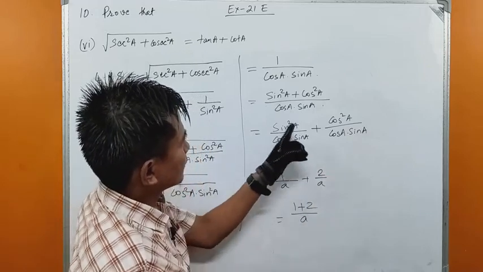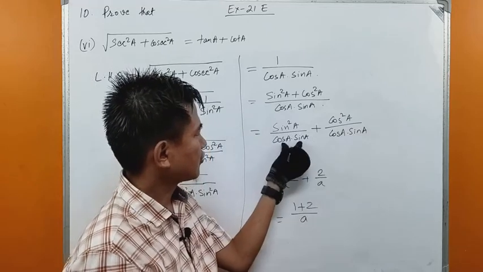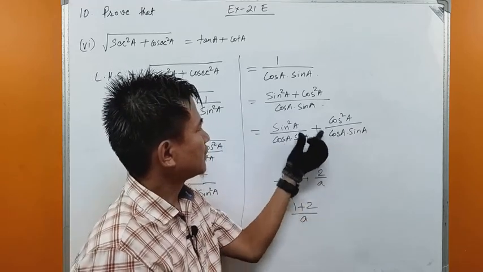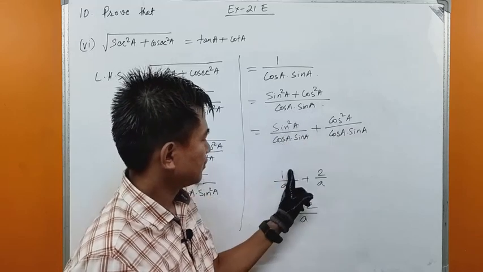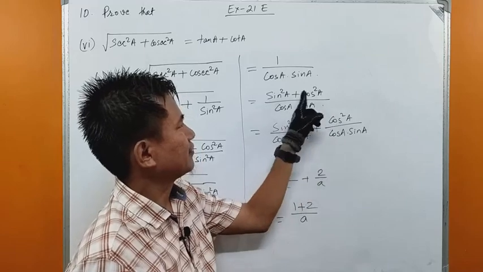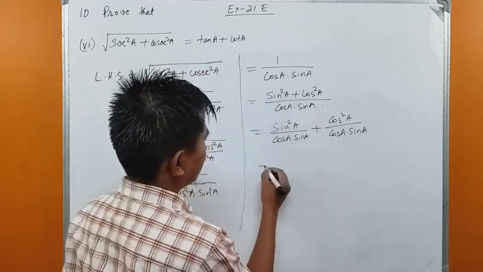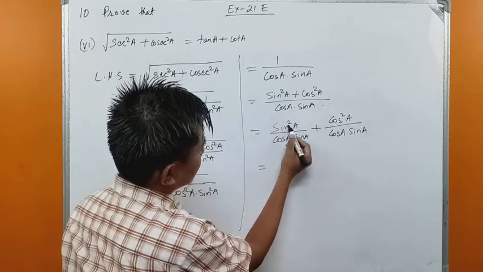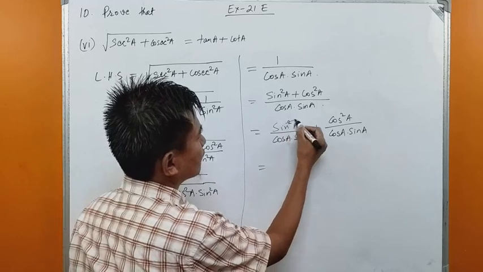Same thing here, the LCM of cos A and sin A will be cos A sin A. This means 1 plus 2, isn't it? Sin square A and cos square A, we can write in this way. So here we have sin square A, and in the denominator we have sin A, so we can cancel 1 sin A and 1 sin A.